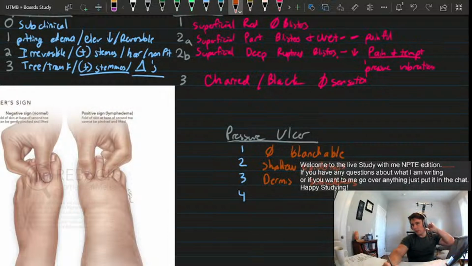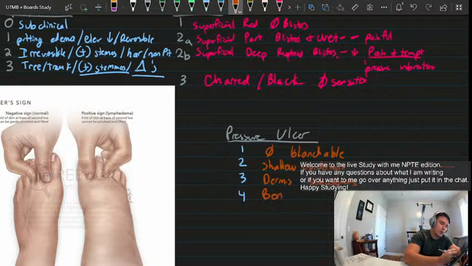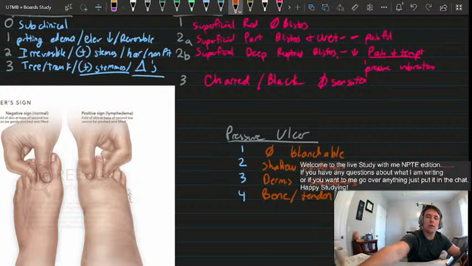So they like to show a picture of a pressure ulcer, and if there's subcutaneous tissue, adipose tissue that is showing, it'll automatically be a 3. A 4 is, all you have to remember is bone or tendon is showing. Then of course there's unstageable. So if it's covered and you cannot see anything at all, then it's going to be unstageable.